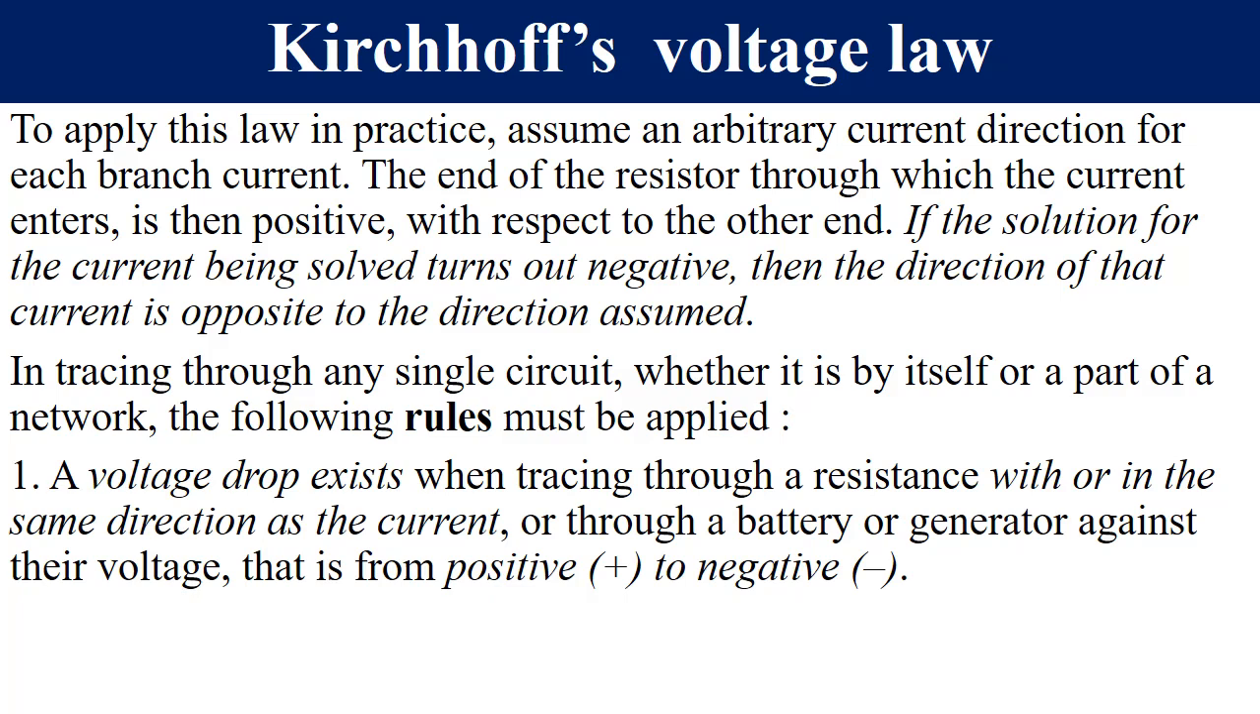Can you take note of the following rule? A voltage drop exists when tracing through a resistance with, or in the same direction as, the current, or through a battery or generator against their voltage. That is from positive to negative. Please take note of that. So if we move from positive to negative when tracing through a resistance, a battery or a generator, we have a voltage drop.